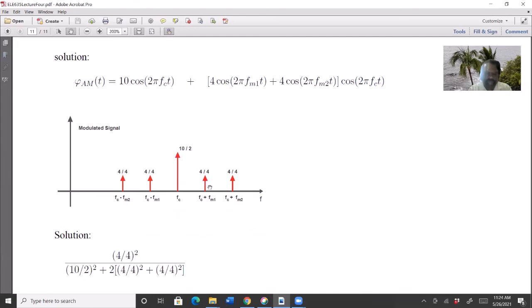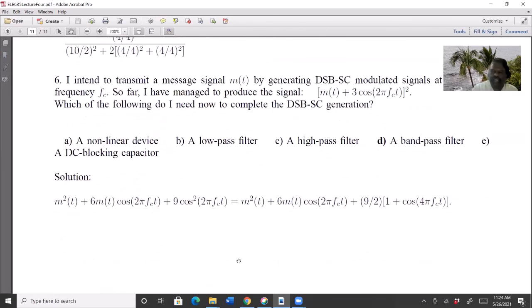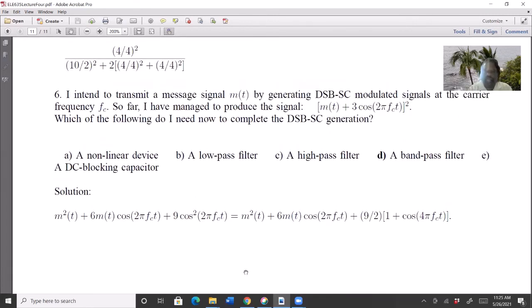So the power situated here is (4 over 4) squared divided by 2, but I didn't write the divided by 2 because we are going to do it everywhere. All of the powers we are going to divide by 2. And the total power is (10 over 2) squared divided by 2, plus 2 times, because there is this one and this one, (4 over 4) squared divided by 2. And I didn't write that division. So this is the solution. And our TA Anita will also explain this in class.